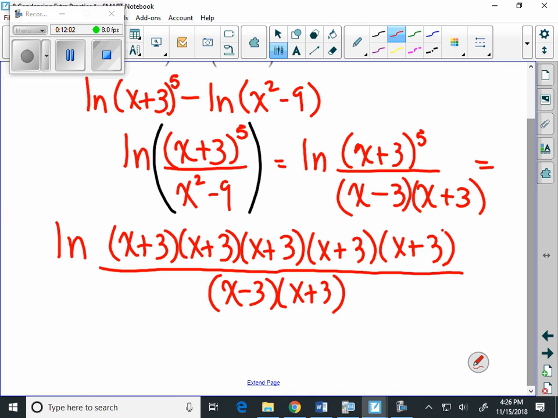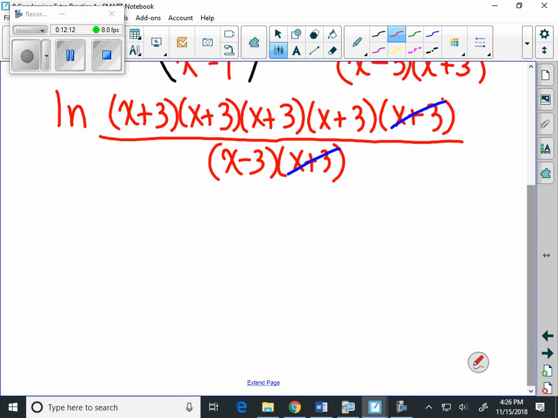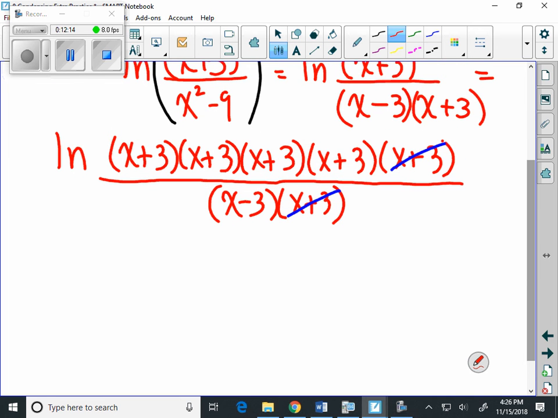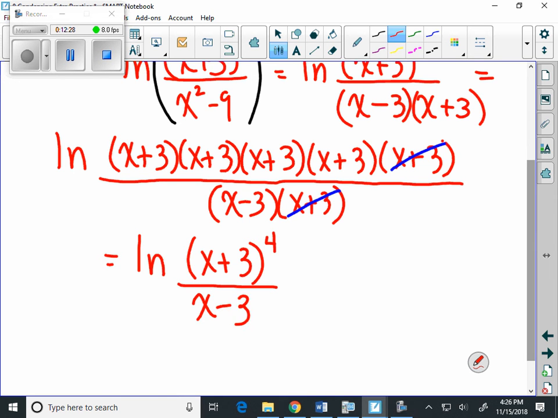And as we take a closer look, we're looking for anything exactly the same on the top and the bottom. Well, one of those x plus 3 is going to cancel out. And to finish this problem, or at least get close, we're left with 1, 2, 3, 4 x plus 3s. So we've got x plus 3 to the 4th here, and we still have an x minus 3 in the denominator. Again, that's going to apply for the entire natural logarithm.